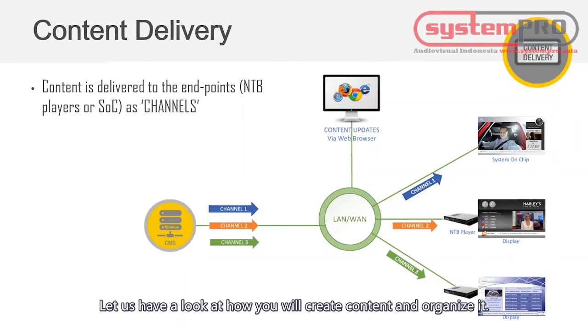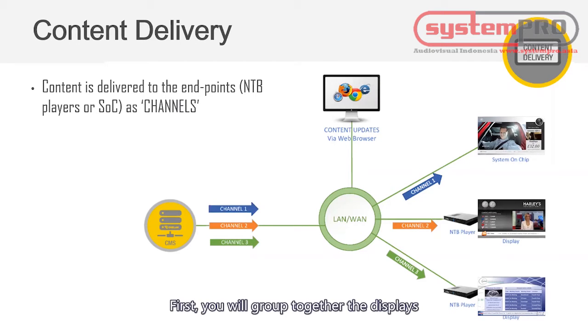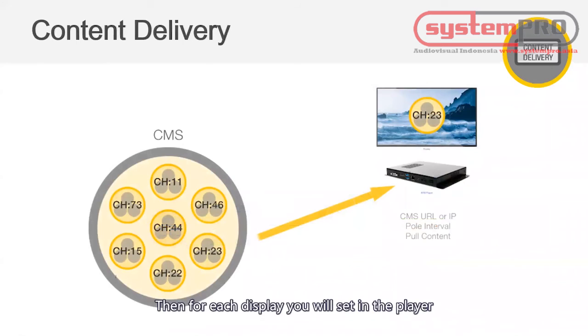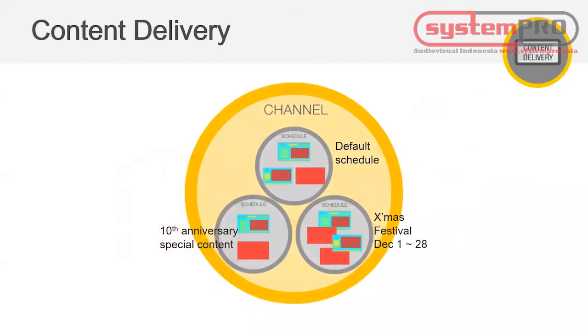Let's have a look at how we will create content and organize it. First, you will group together the displays that have to show the same content. This is what we call channel. So you will create on your CMS as many channels as you need. Then for each display, you will set in the player which is the channel it has to subscribe from. Here, channel 23.